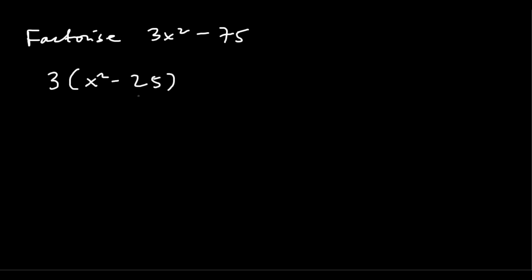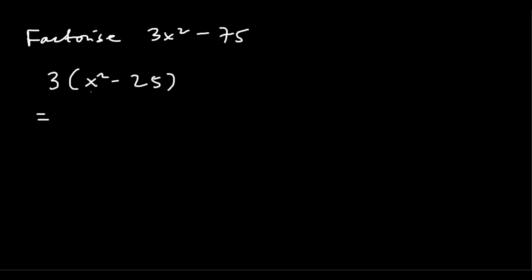Okay, let's do some harder examples. How would you factorize something like 3x squared minus 75? So we can see that this doesn't become a square number, so we can't write it as a square. And this also isn't a square number. So we start by taking out the common factor from both terms. So that would become 3 times x squared minus 25.